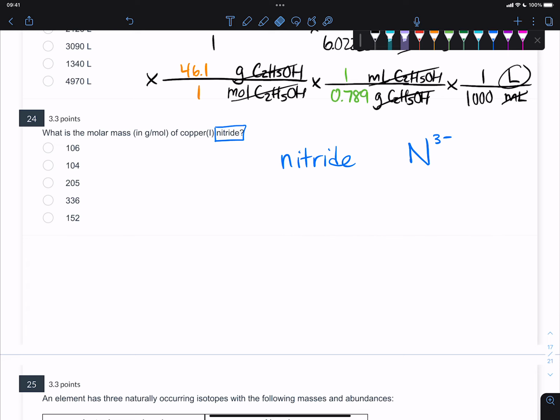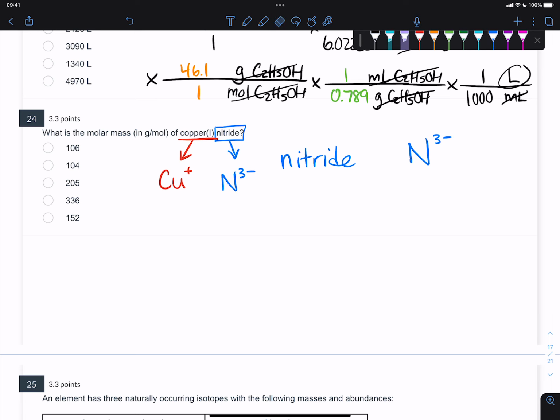Nitride is really just N3 minus. So let's take a look at this name then. Copper 1, copper is a transition metal, so it's going to be Cu. This particular copper is just a +1. And we just said that nitride is N with a 3 minus.